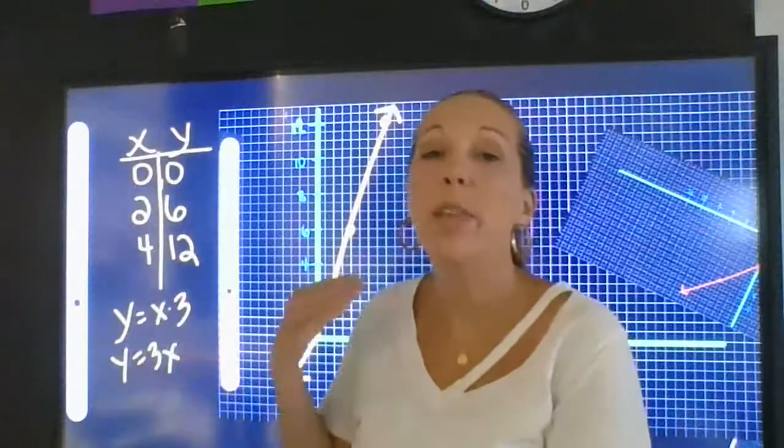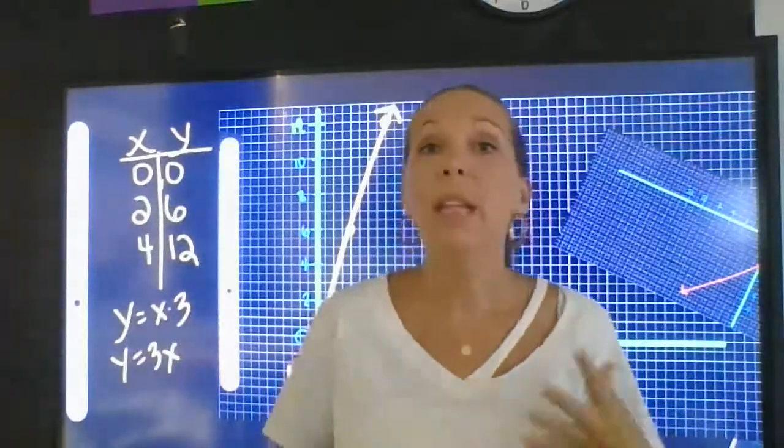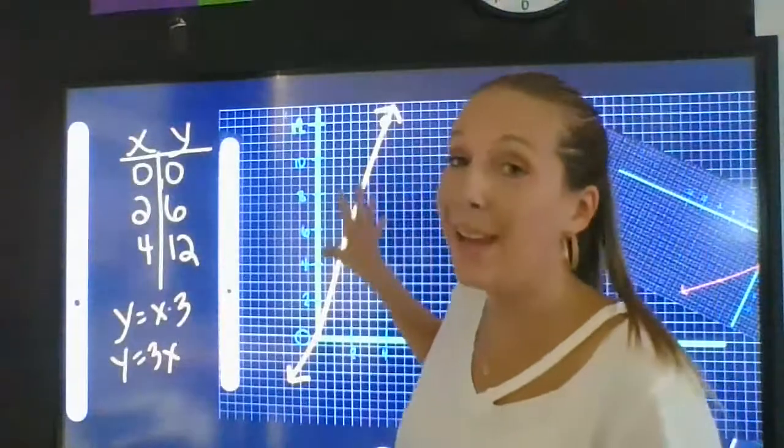Okay, so just remember, you can do exactly the opposite of what we did yesterday. Yesterday we had the function table and then we plotted. Today what we have is the coordinate plane. We make a function table and then come up with our function rule.